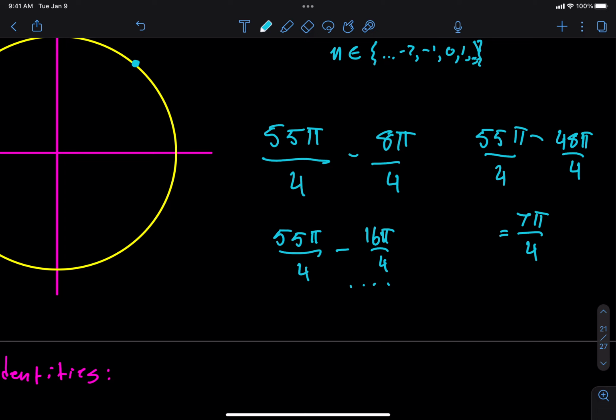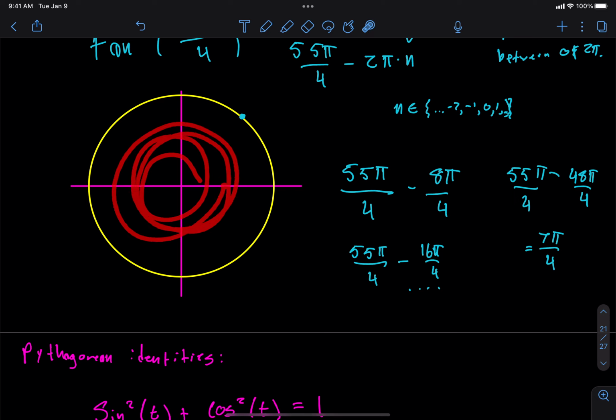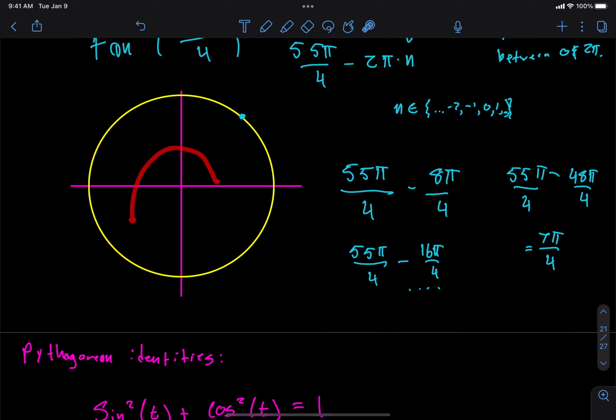between 0 and 2 pi, right? So you can do whatever you want. If you want to go around the circle 6 times, okay, and then end up here, pointing in this direction, you can do that if you want. Or you can just go straight there, like so, okay? So 7 pi over 4 is almost 2 pi, okay?